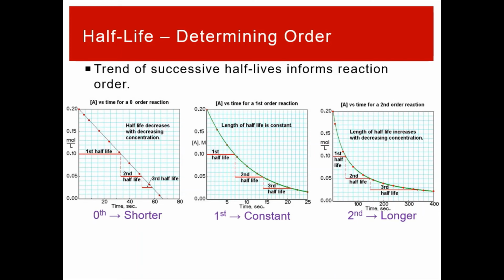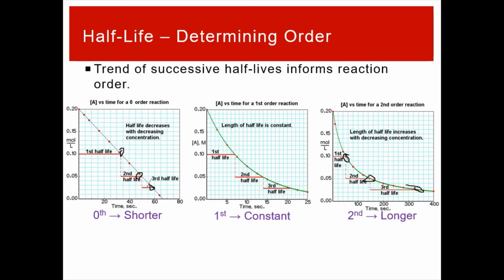So for a 0th order process, the second half-life is shorter than the first half-life because your initial concentration is lower. So as the concentration gets lower, the half-life gets shorter. It keeps getting shorter and shorter because that initial amount is getting lower and lower. For the second order processes, half-lives get longer and longer. The second half-life is longer than the first, and the third half-life is even longer.